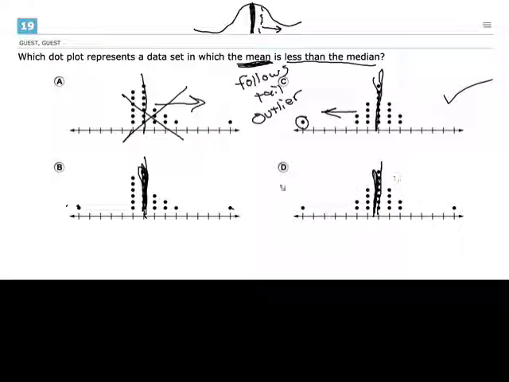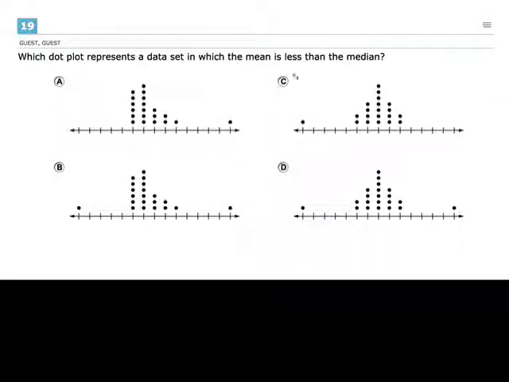Those are both symmetric. There's no real tail, so that is symmetric. Now the reason why I know this one's mostly symmetric, there is a tail, but look at where the tail is. This tail is higher. Like this would actually go like this. So where's the tail? The tail is right here. So the mean is actually moving to the right. So the answer is C.